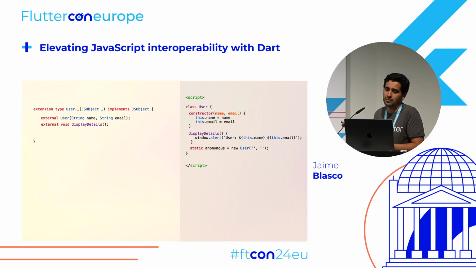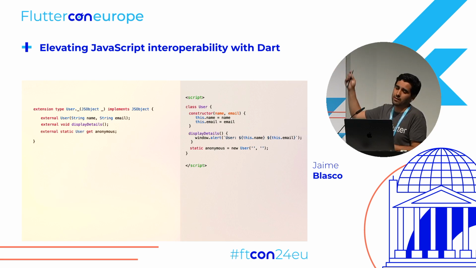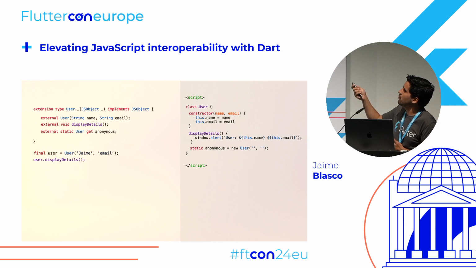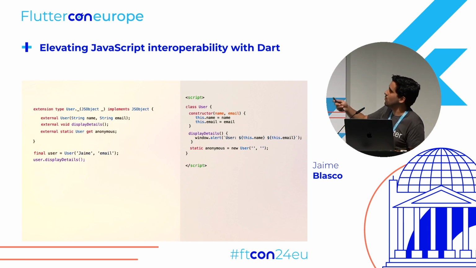We can also create interfaces for something more complex, like we can create an interface for a static method or a static variable. So for example, this JavaScript code has a static anonymous that assigns a null value for a user if the user is not authenticated. And we can just do the same: we do external static, and we create an interface of a getter that is static for being able to access it through our Dart code. And with this, we could already initialize the user, that is a JavaScript object, and then call the displayDetails method, and it will display the banner itself there.